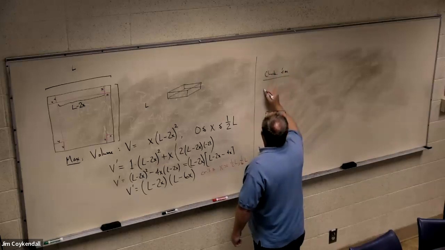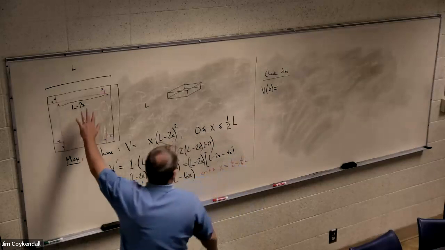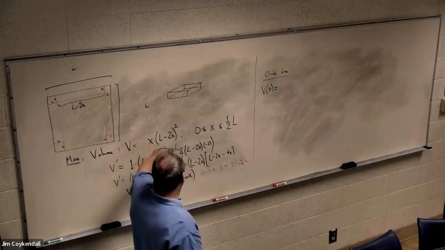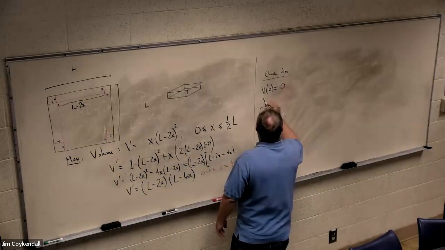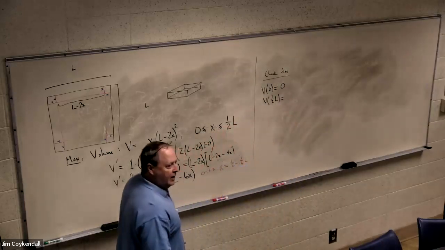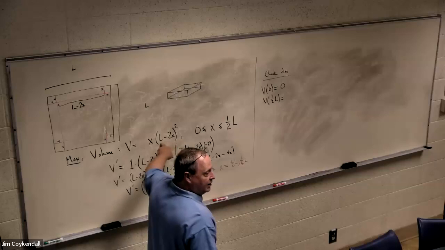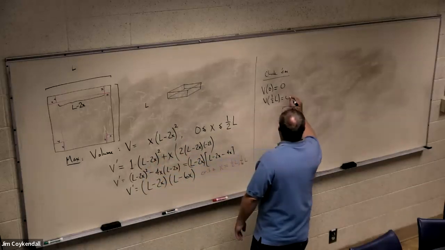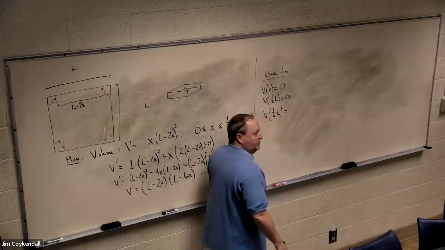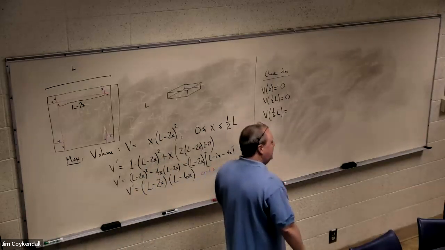Okay. V of 0, that means I've got my flat cardboard piece. That should be 0. V of 1/2 L. This is when you cut the corner so big that you have no box left. That should be 0 too. If you put in 1/2 L here, you get L minus L squared to 0. And so we're in the same situation as we were last time. As long as this gives me something positive, that's the max, because it's the only critical number left. Let's see what we get.